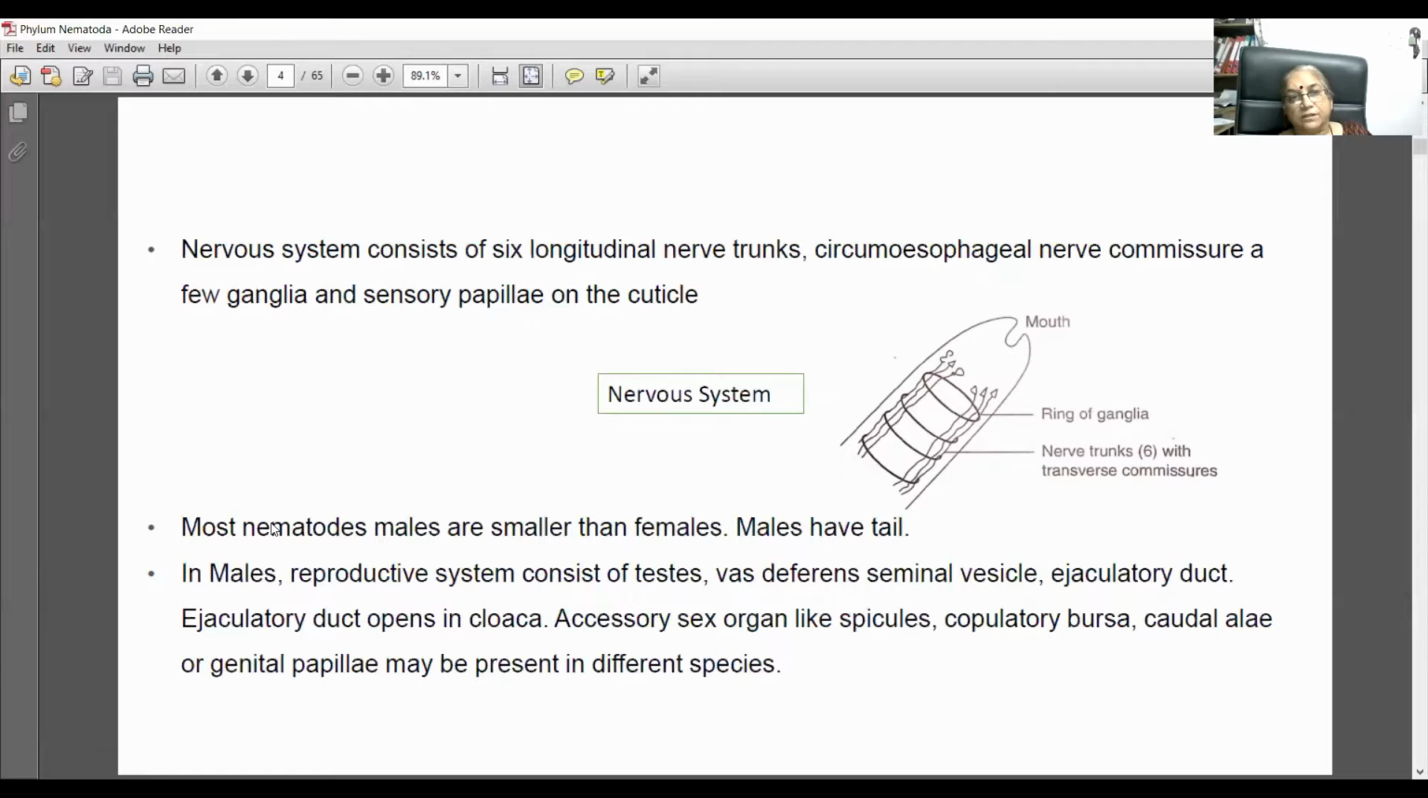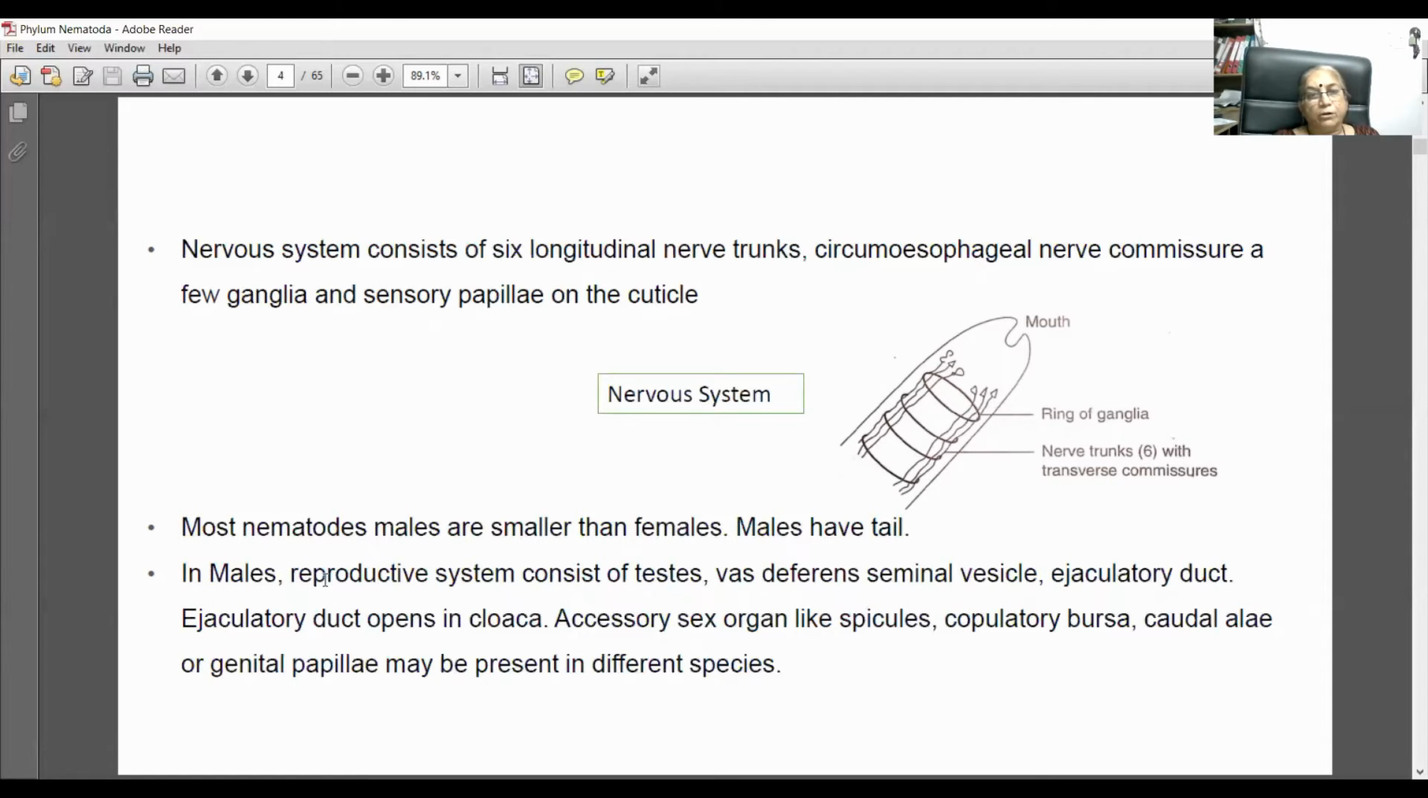Another character of this class Nematoda is that the males are smaller than the females, and the males have a tail. This tail is a pointed posterior end. Both males and females have a reproductive system. So the reproductive system is good, the digestive system is developed, the nervous system is developed. So this worm has almost all the things that are required for its development.